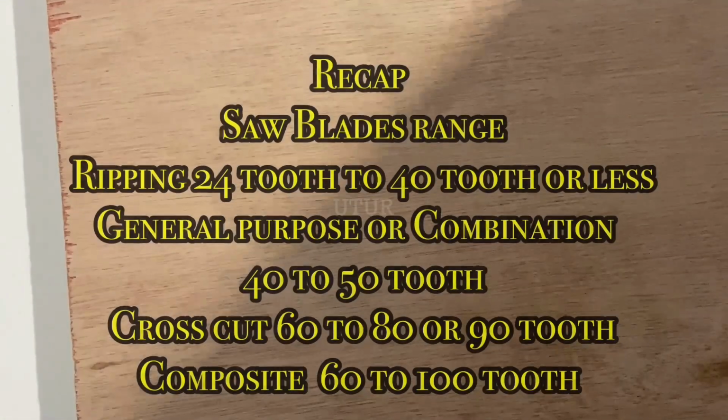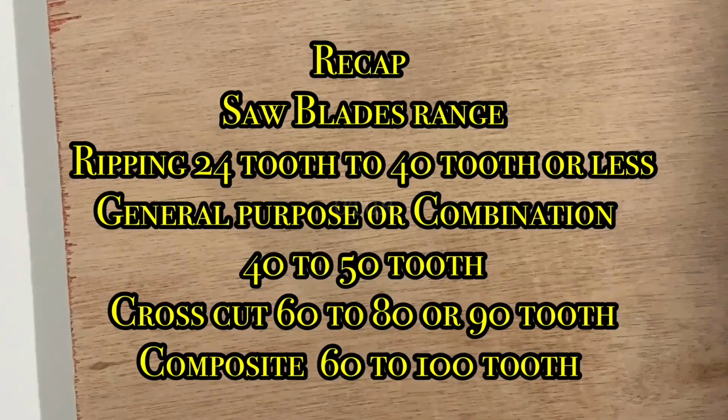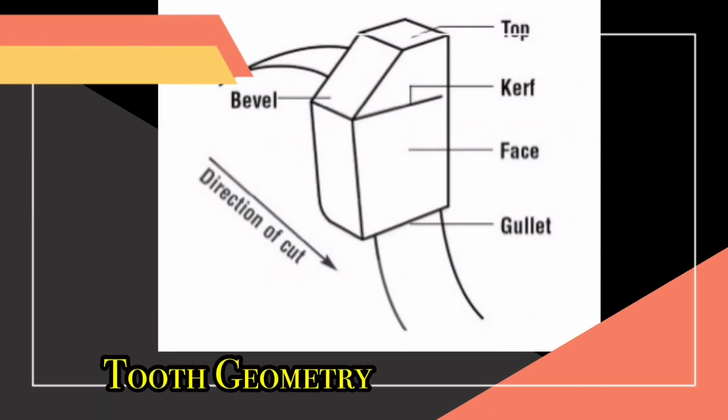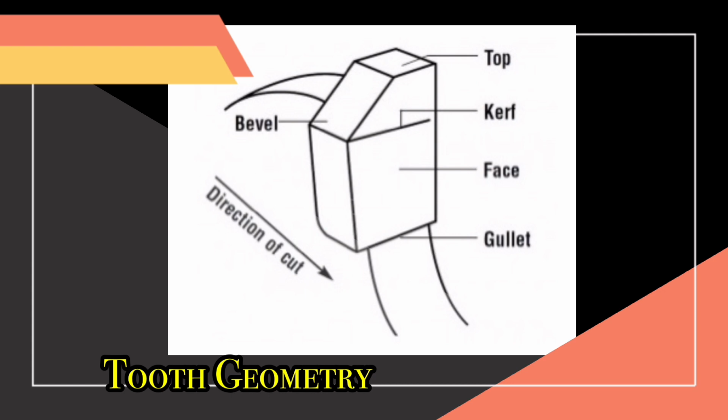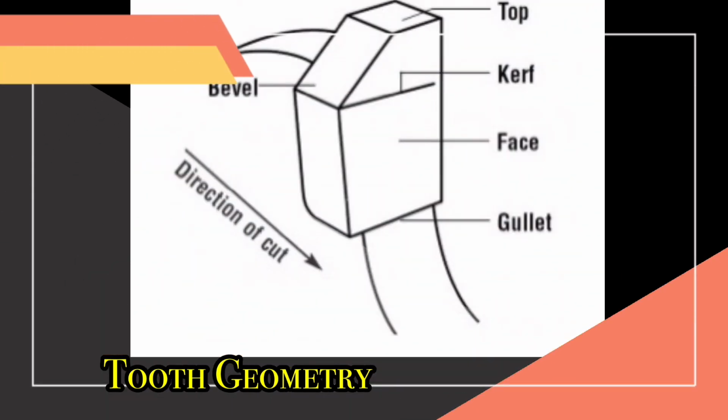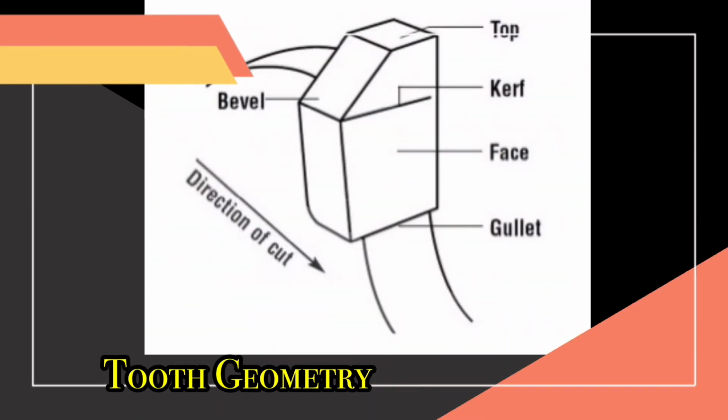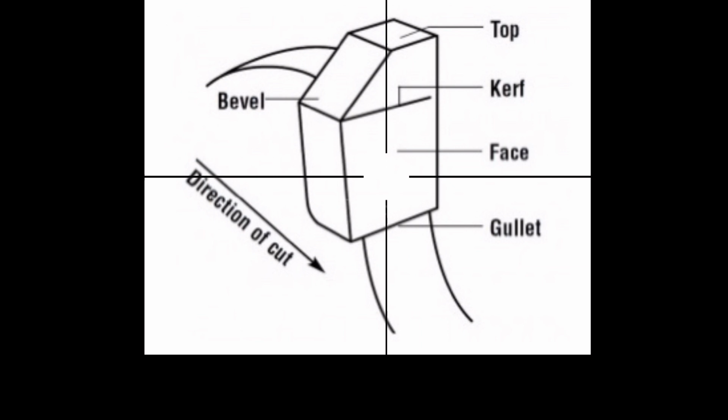And so here is a quick overview of the saw blades and their tooth range. Saw blades have distinct tooth geometry. If we isolate one tooth, you can see at the top of the tooth, the kerf or the thickness of the tooth, the bevel or slope, the face of the tooth, and the gullet in front of each tooth, which can be different for different saw blades.